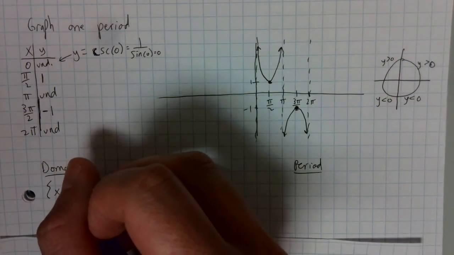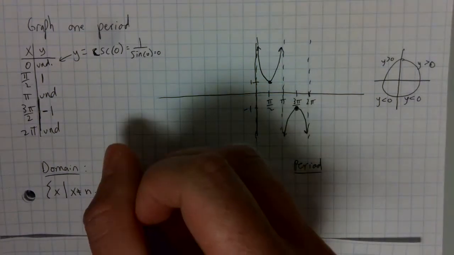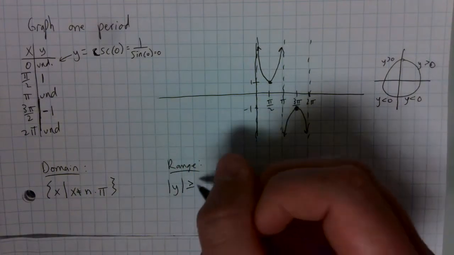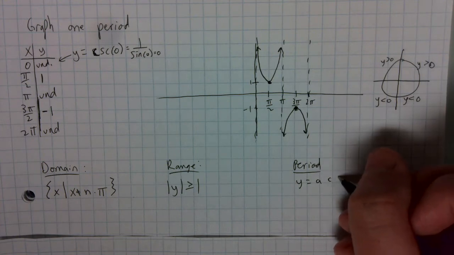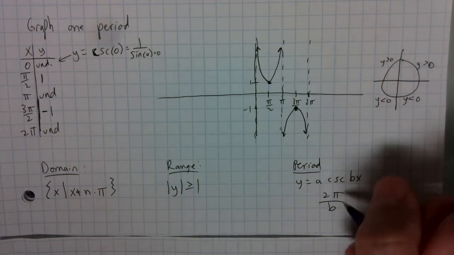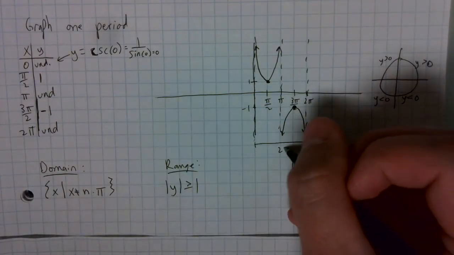All right, so our domain is going to be similar to how cotangent was. It's all the x values such that x is not an integer multiple of pi. Same range as secant, and same period. If we're looking at this, our period is 2 pi over b. All right, so it went from 0 to 2 pi, and that's our period.